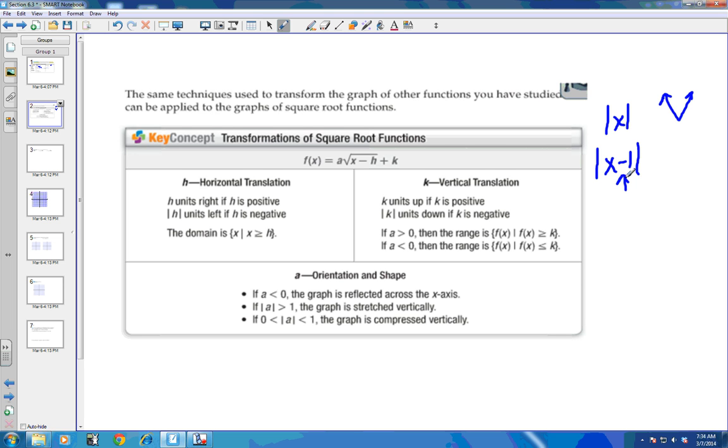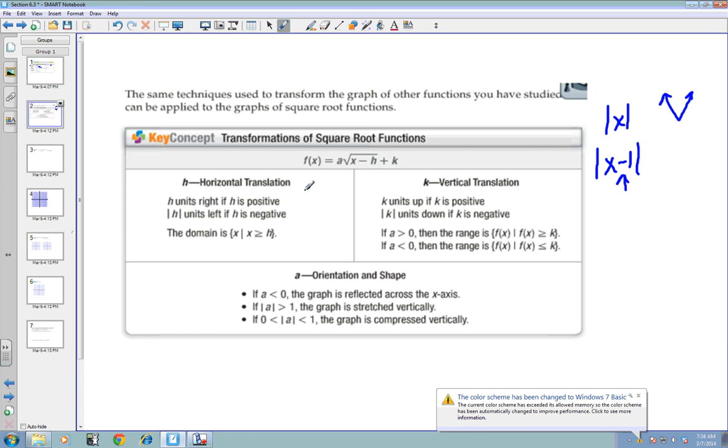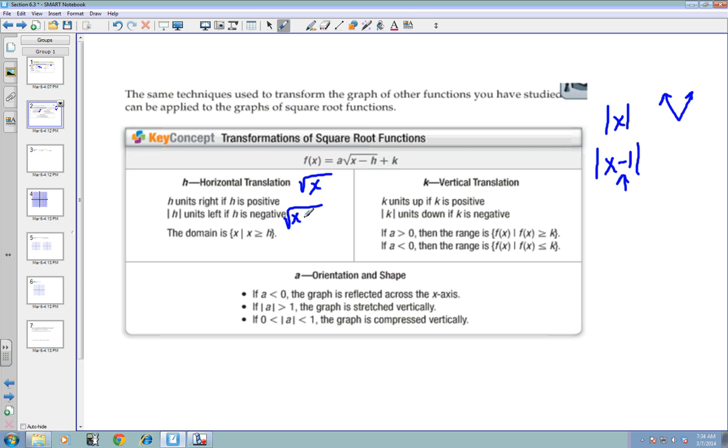Same thing applies for the square root function. This is what this horizontal translation says. If I have the square root of x, and I have a number like the square root of x minus 3, that means instead of starting at 0, I'm going to shift my starting point for that parent graph to the right 3. And the graph would look something like that. So horizontal translations is when the number is underneath the radical and we always go the opposite direction.